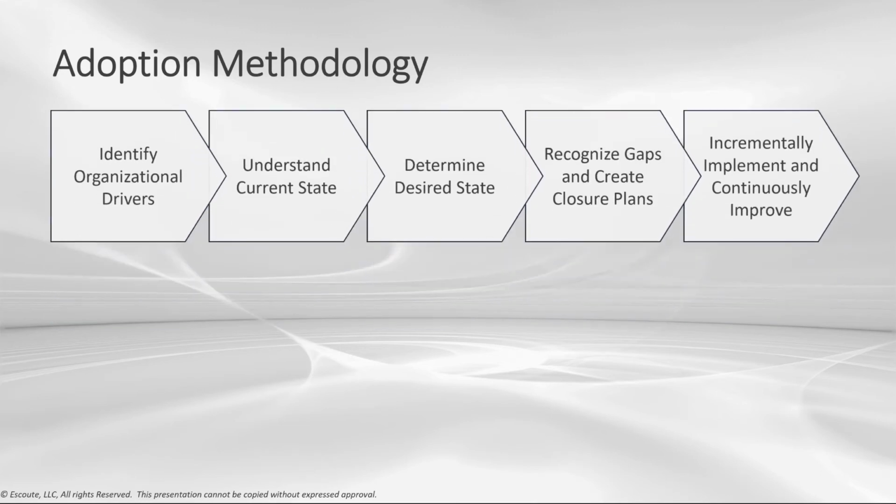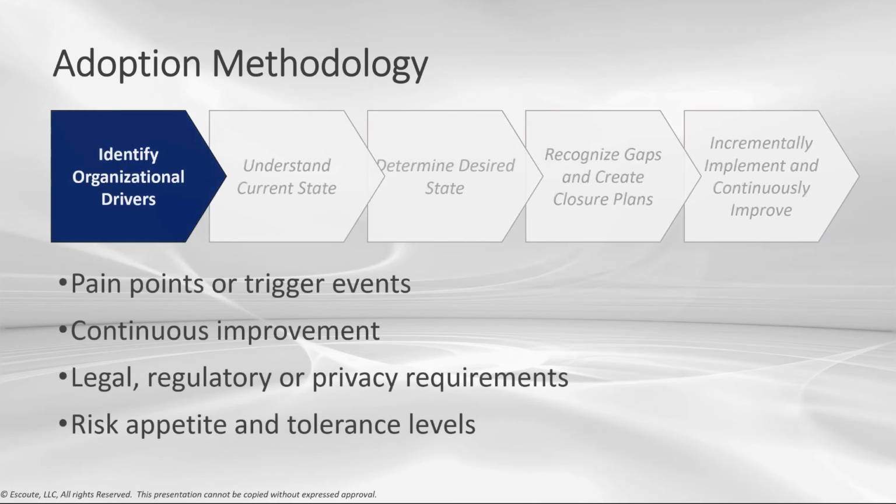Okay, first we have identify organizational drivers. Now you want to look at things like pain points or trigger events. This is the reason why we're putting this strategy into place. And we want to ensure that we are looking at continuous improvement, because this is a continuous state. You are never done implementing governance over data, right?